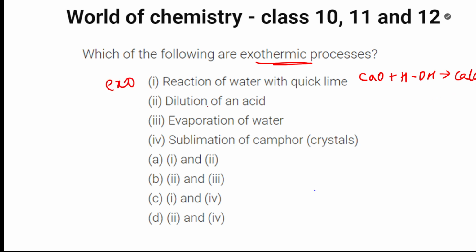Dilution of acid. What are you doing? You are going to dilute, means you are going to add water to acid. So fast moving acid particles are there. This is also exothermic. Evaporation of water, it requires energy to break the bond. Sublimation also requires energy.